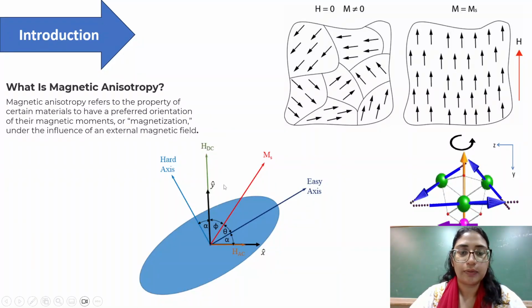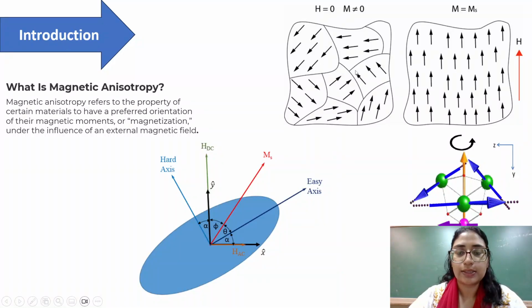So here we have an illustration that indicates the easy axis and the hard axis. Basically, easy axes are the axes where the magnetization aligns very easily, and the hard axis is where the magnetization aligns with difficulty because of the high energy requirements. In the easy axis we have the easy energy, or we can say low energy requirements. When we apply the external magnetic field and these magnetic moments align themselves with the easy axis, it means that we have a high magnetic moment.